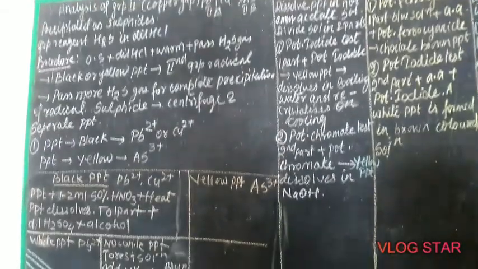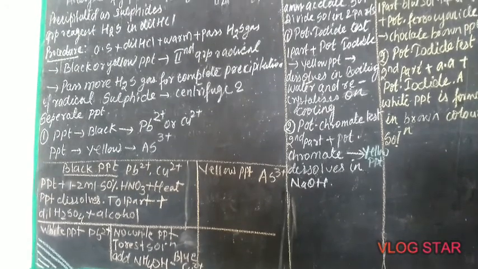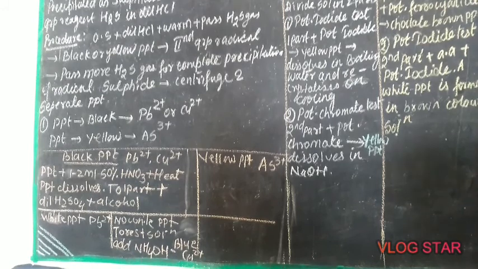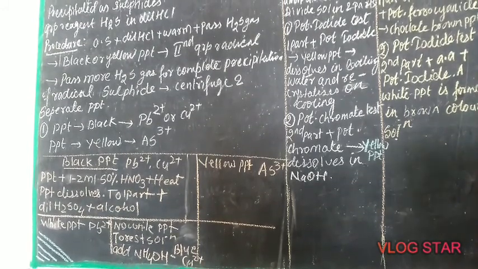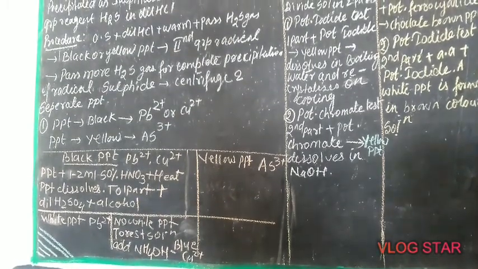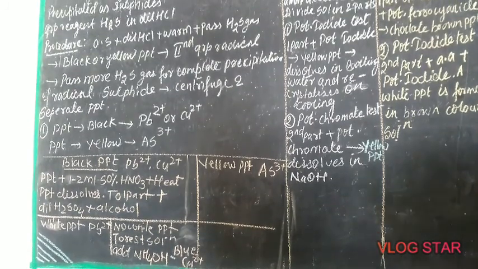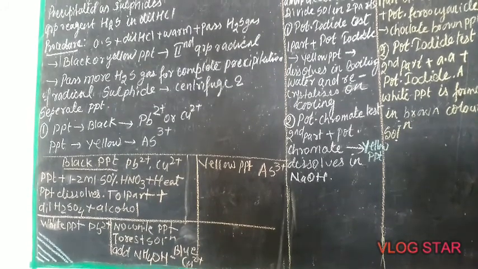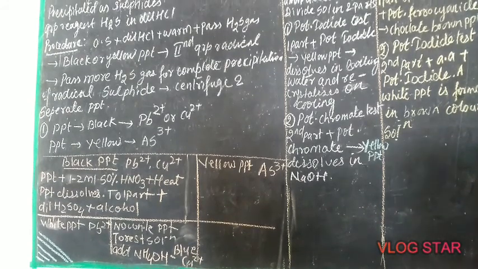Now observe the color of the precipitate. If the precipitate is black in color, the radical may be Pb2+ or Cu2+, that is either lead radical or copper. If the precipitate is of yellow color, the radical is arsenic, that is As3+. Now further we will test for the radicals. Now if black PPT is there, it may be Pb2+ or Cu2+.